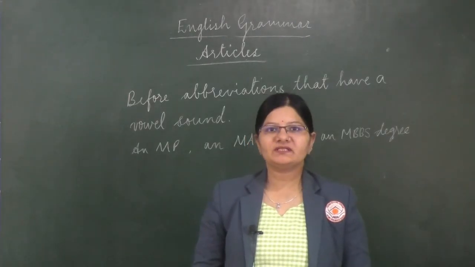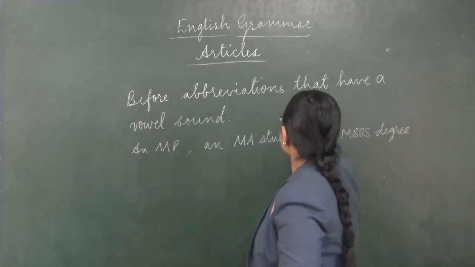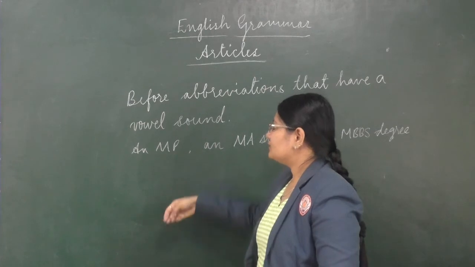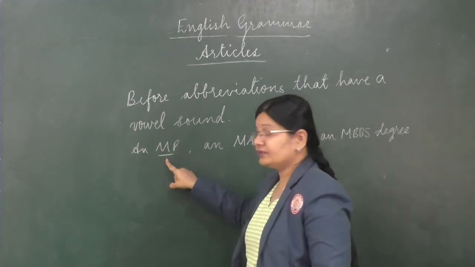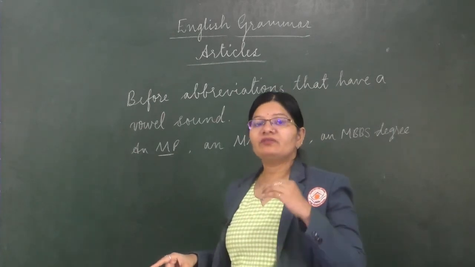Kids, the next rule is that we use an before abbreviations that have a vowel sound. For example, an MP. Here, though the abbreviation begins with a consonant, we go with the sound.